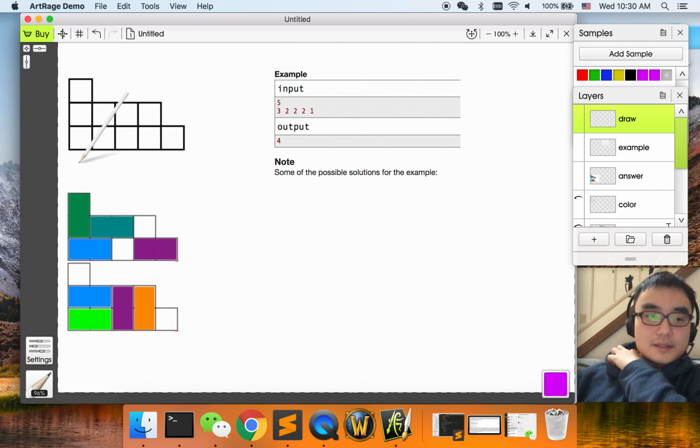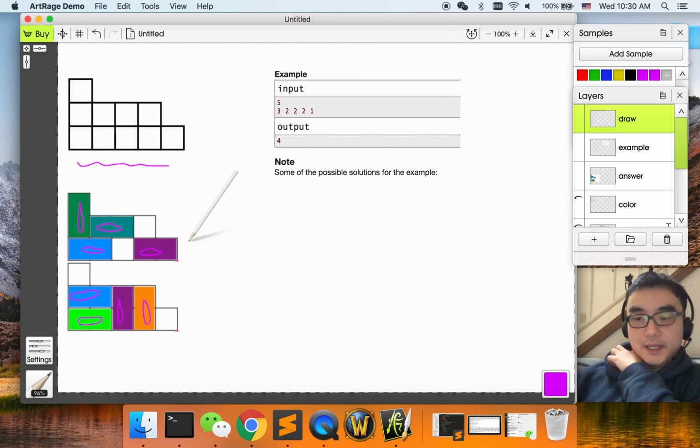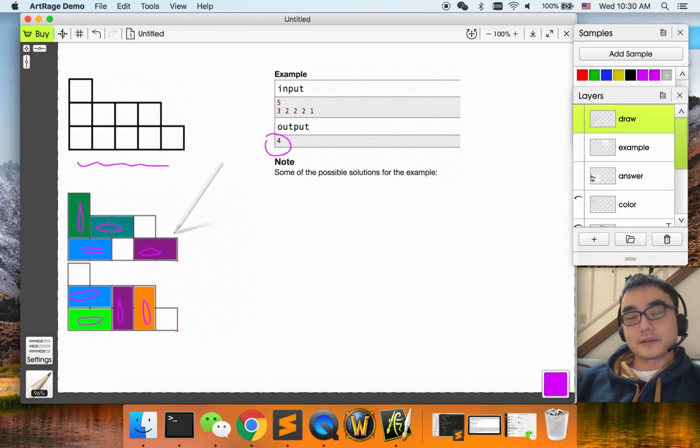And in this case, the maximum number of shapes we can put into the histogram is 4. We can put it in this way, right? There are 4 of them. And we also can put it in this way. There are 4 of them, right? So in this case, we output 4. There is no chance we can put 5 domino shapes into this histogram, right? So that is the correct answer.